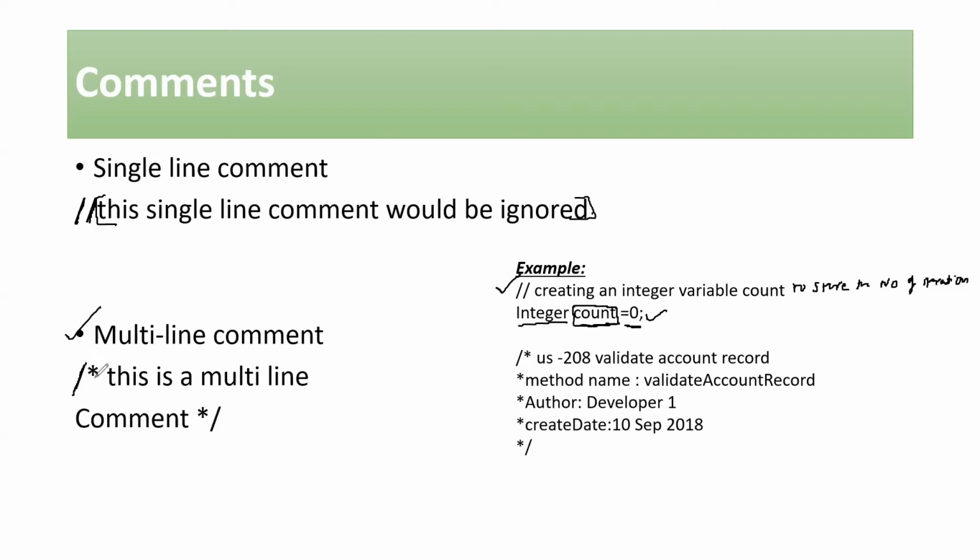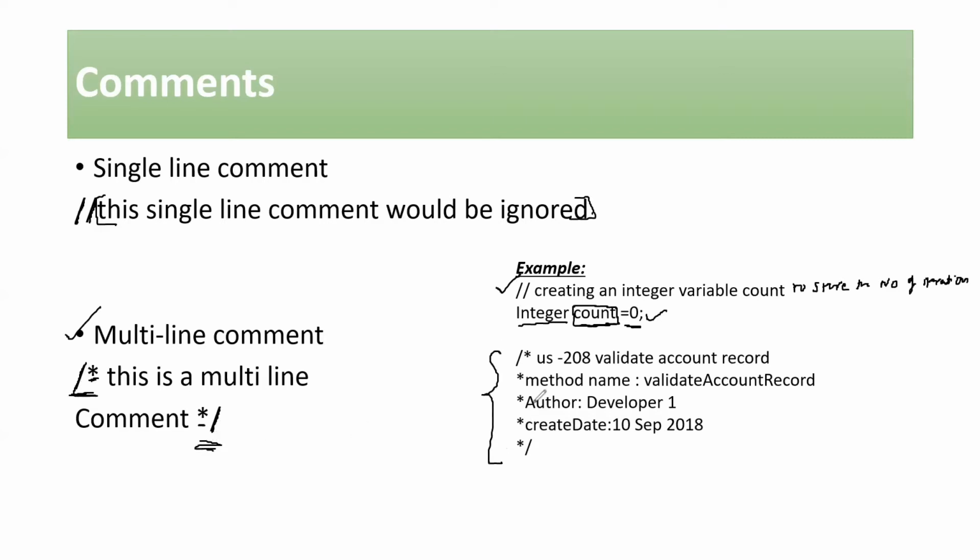Put a backslash and an asterisk symbol. Write down all the content that you want and do the opposite of what we have done here. Put an asterisk symbol and a backslash. So that way you can tell the system that, yes, this is the start of a multi-line comment and this is the end of your multi-line comment.